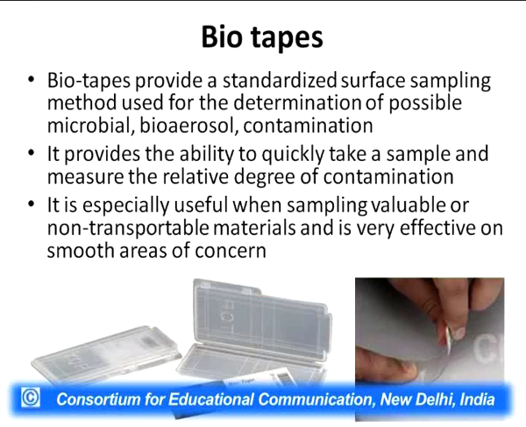Now, the next class of such examples are biotubes. We can say that biotubes provide a standardized surface sampling method used for determination of possible microbial bioaerosol contamination. It provides the ability to quickly take a sample and measure the relative degree of contamination. It is especially useful when sampling valuable or non-transferable materials and is very effective on smooth areas of concern.